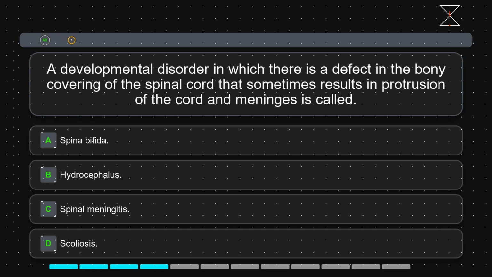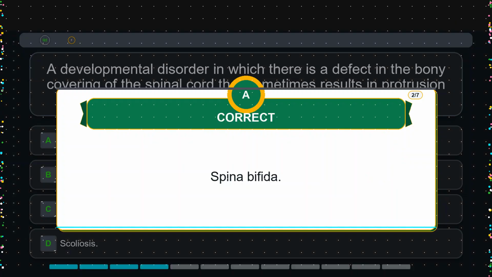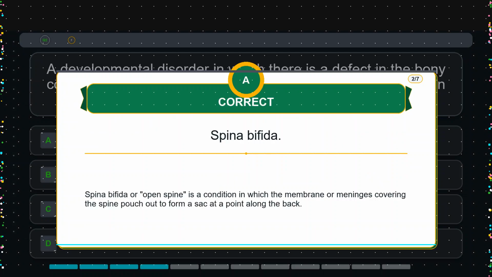Question 2. A developmental disorder in which there is a defect in the bony covering of the spinal cord that sometimes results in protrusion of the cord in many ings is called Option A, spina bifida. Option B, hydrocephalus. Option C, spinal meningitis. Option D, scoliosis. The correct answer is Option A, spina bifida. Explanation. Spina bifida or open spine is a condition in which the membrane or meninges covering the spine pouch out to form a sac at a point along the back.